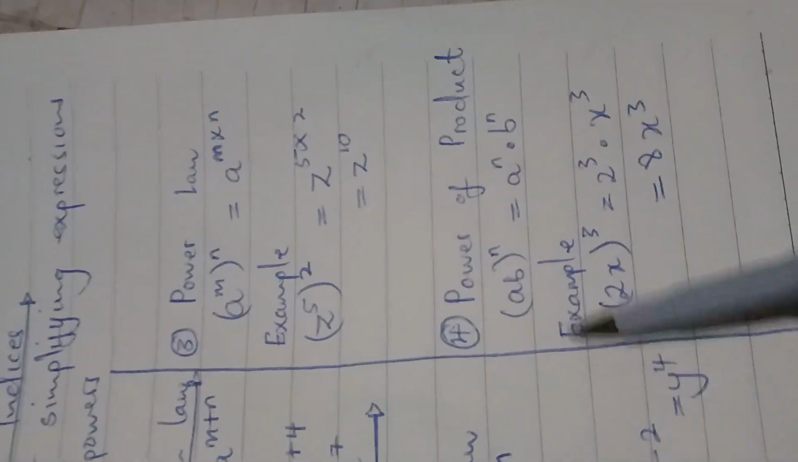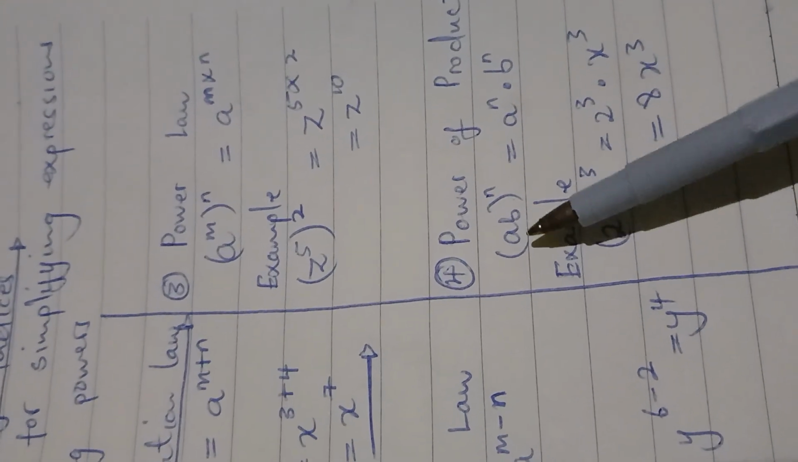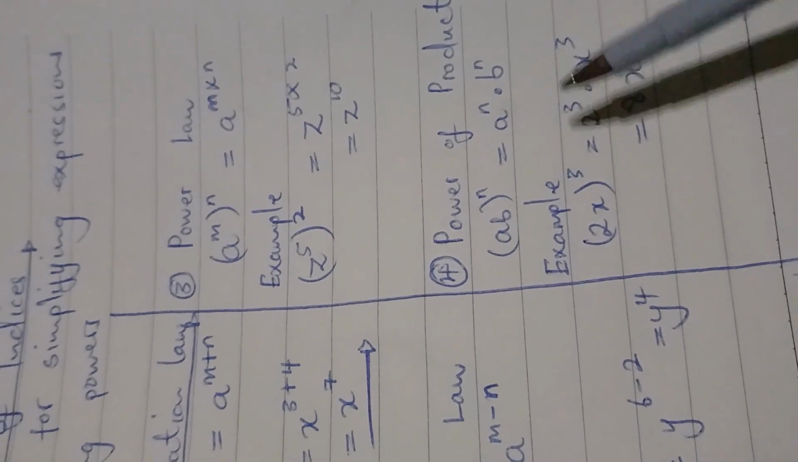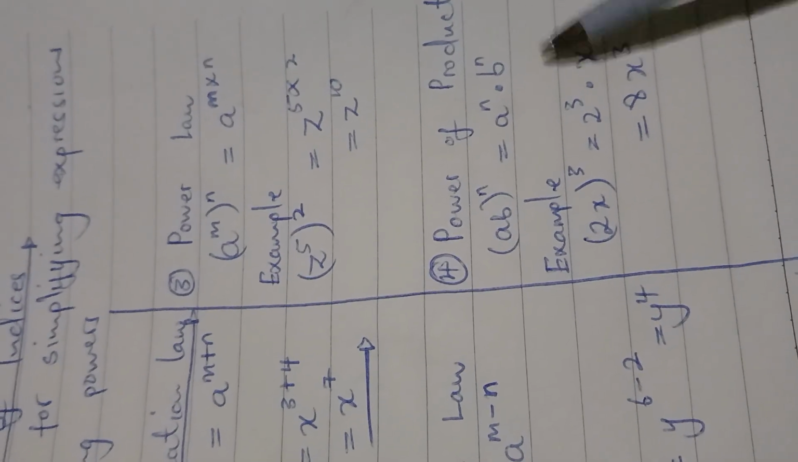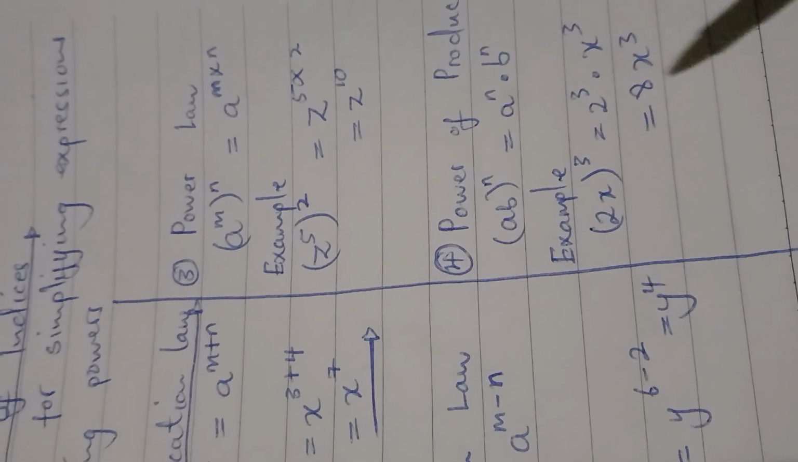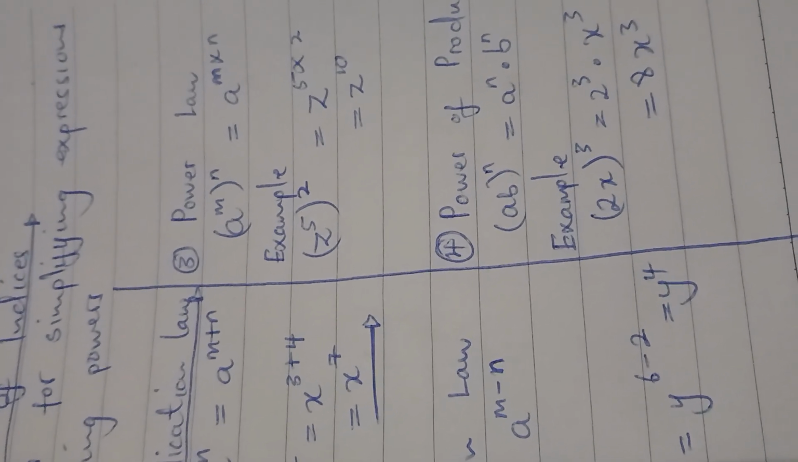Then the next one is power of a product. If we have ab to the n, it is equal to a to the n times b to the n, which means power is distributive over multiplication.